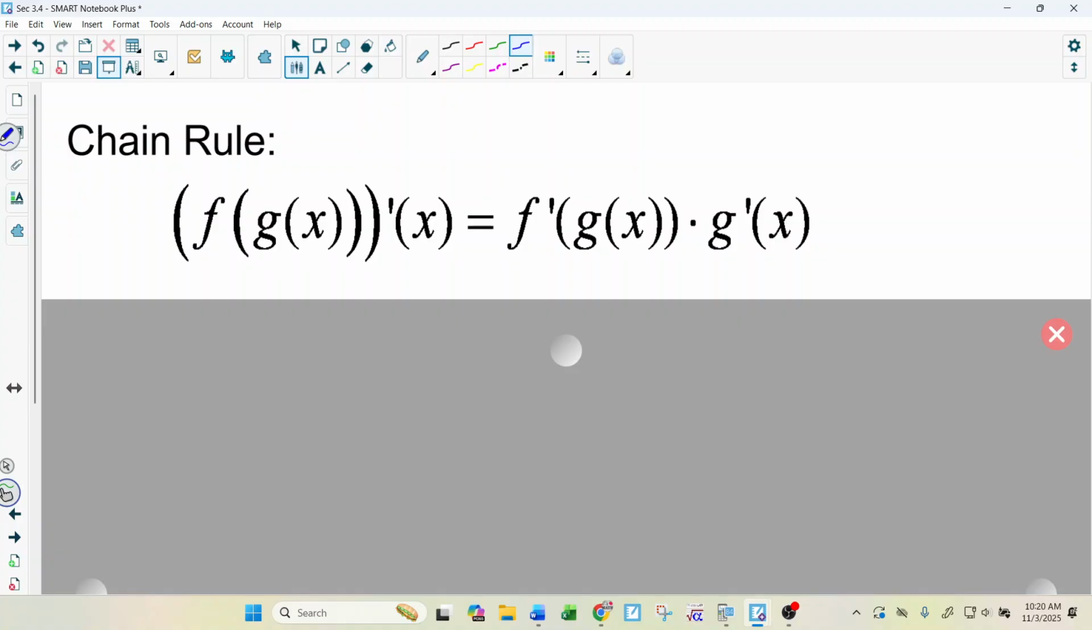What was the product rule? Who wants to do the product rule? The derivative of the first times the second plus the first times the derivative of the second. Perfect. Quotient? Down d up minus up d down over down down. Perfect, right? So those are the words we say in our head as we're finding those.